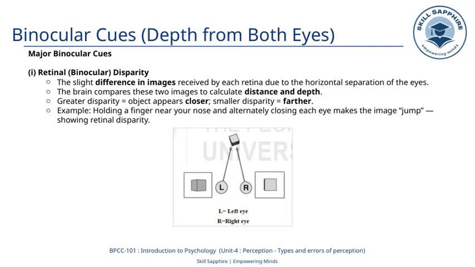Now let's talk about binocular cues, which help us perceive depth using both eyes. The first major cue is retinal, or binocular, disparity. This refers to the slight difference in the images each eye receives because our eyes are horizontally separated. Essentially, each eye sees a slightly different view of the world. Our brain then compares these two images to determine how far away an object is. This process helps us judge depth and distance.